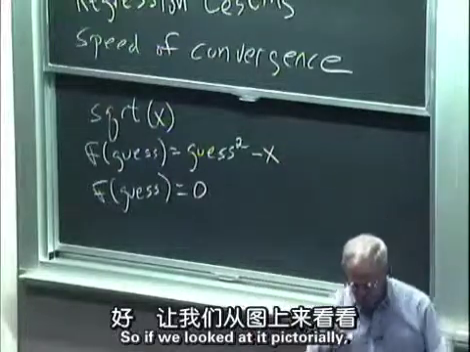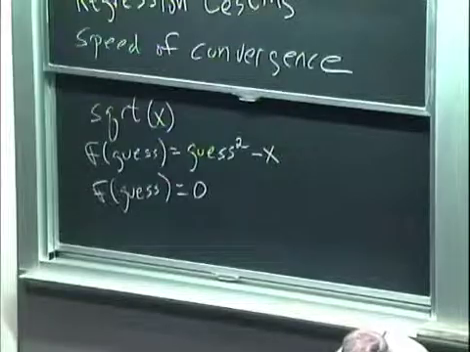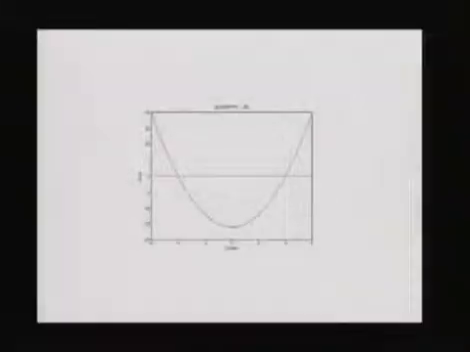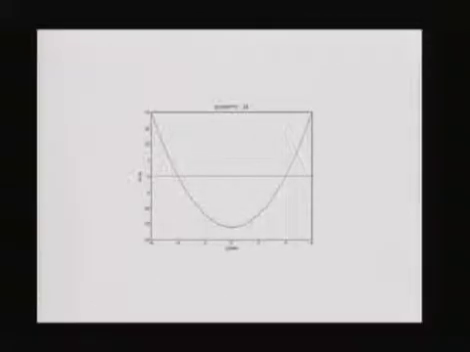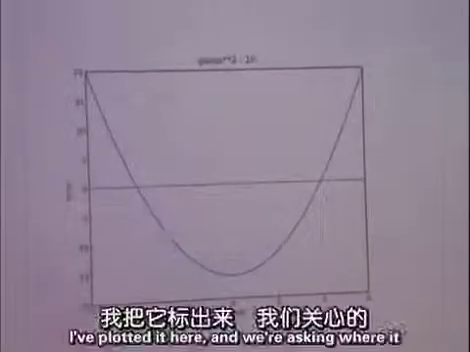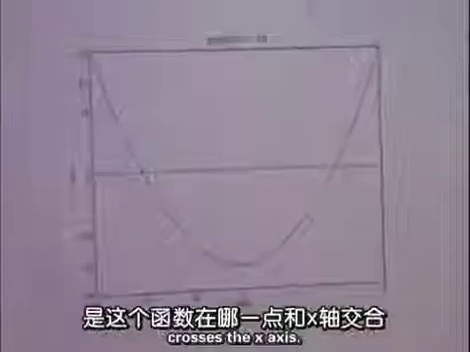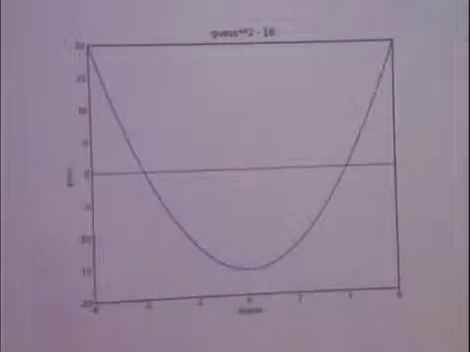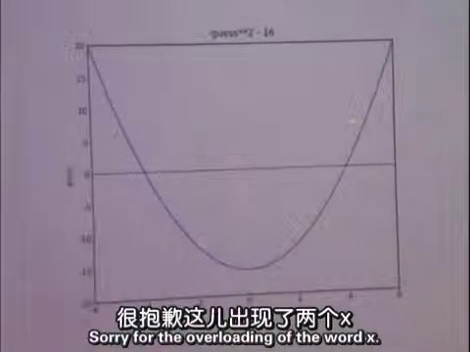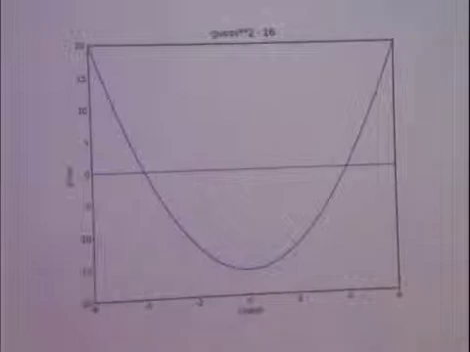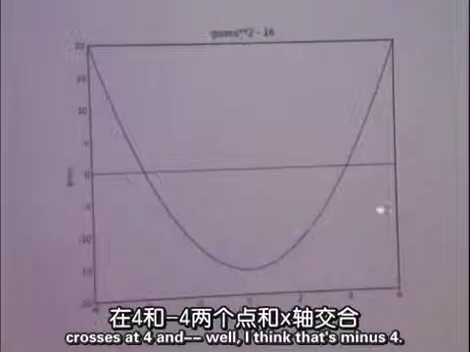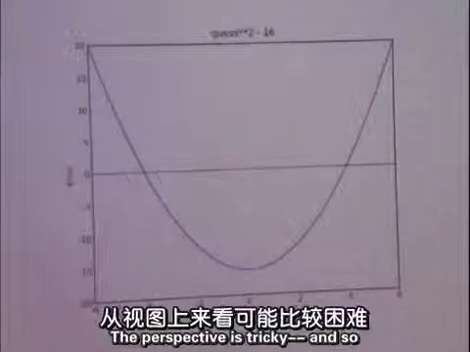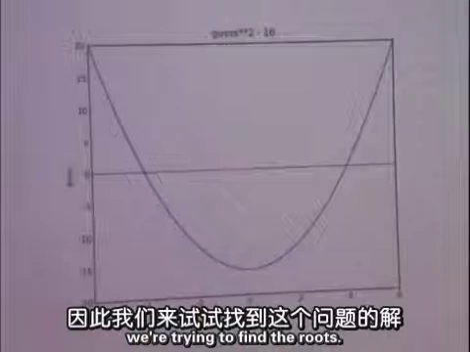So if we look at it pictorially, what we've got here is we're looking at f of x. I've plotted it here, and we're asking where it crosses the x-axis. Sorry for the overloading of the word x. And I'm looking here at 16, square root of 16. And my plot basically shows it crosses at 4, and I think that's minus 4. Perspective is tricky. And so we're trying to find the roots.